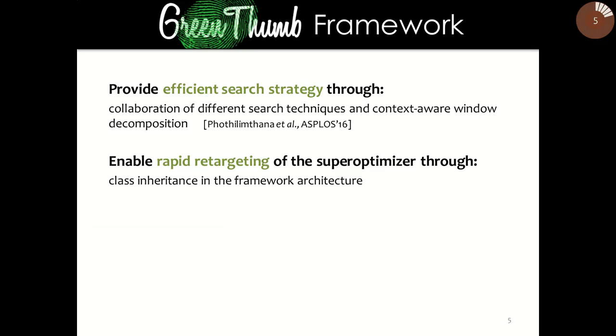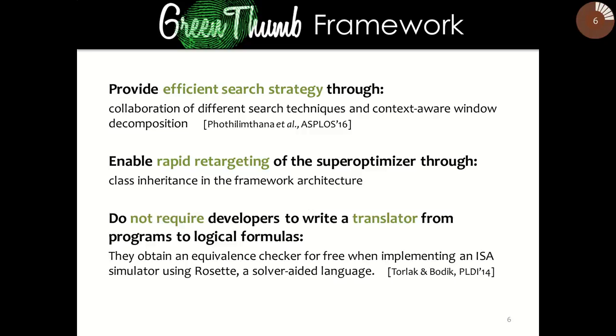GreenThumb addresses these issues by providing an efficient search strategy that can be reused for any instruction set. It does not require developers to write a translator from programs to logical formulas. Instead, it uses Rosette, a solver-aided language embedded in Racket, to provide an equivalence checker for free when the user implements the ISA functional simulator. Therefore, the framework is built on top of Racket.